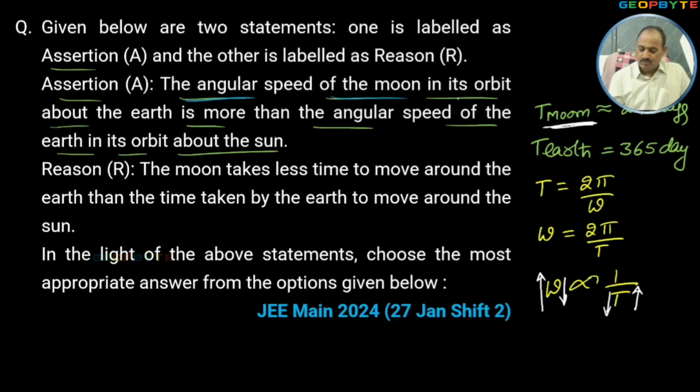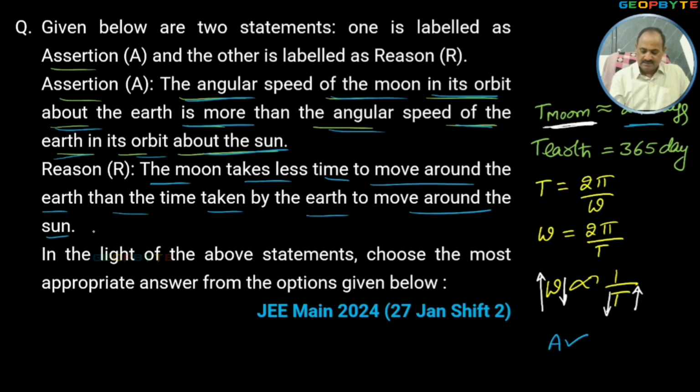The angular speed of the moon in its orbit about the earth is more than the angular speed of the earth in its orbit about the sun. The assertion statement is absolutely correct. Look at the reason. The moon takes less time to move around the earth than the time taken by the earth to move around the sun. Absolutely correct. The time taken by the moon is 27 days, whereas the earth takes 365 days to revolve around the sun. So the assertion is correct, the reason is correct, and the reason is giving the correct explanation for the assertion.